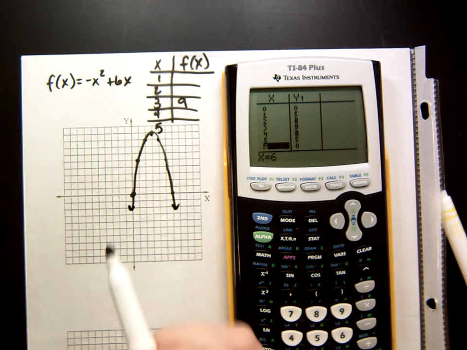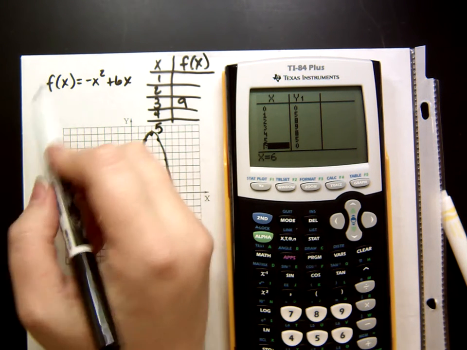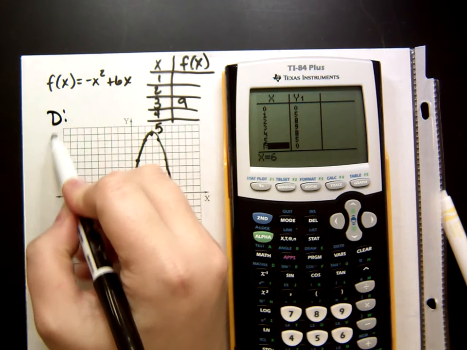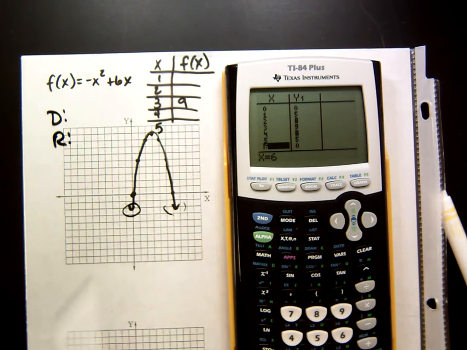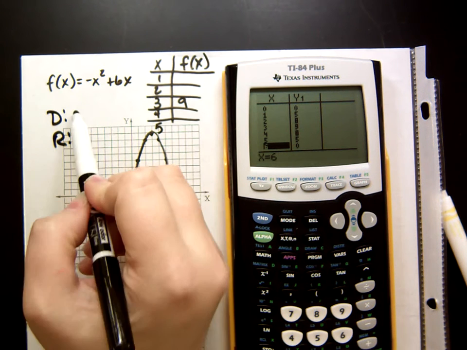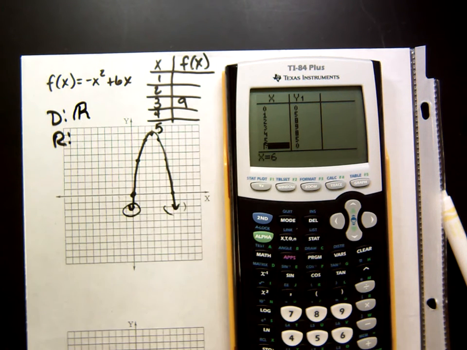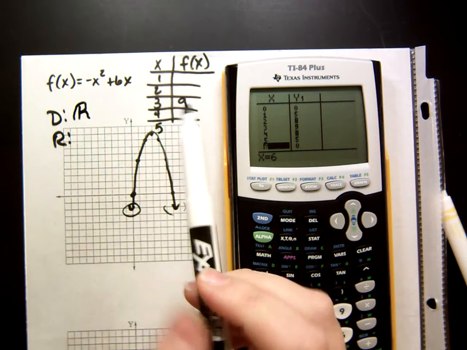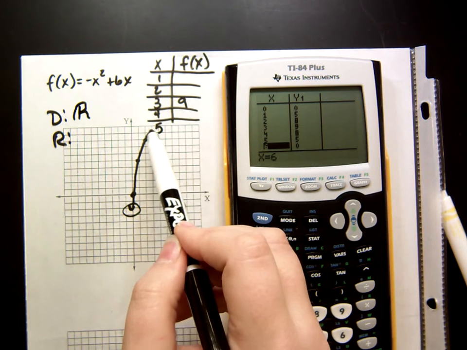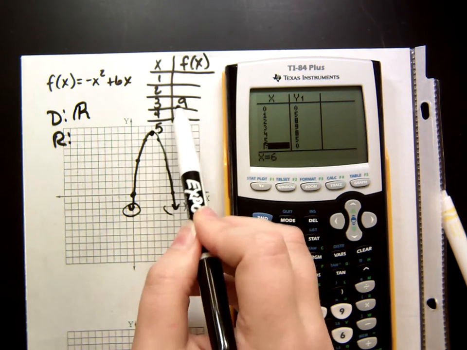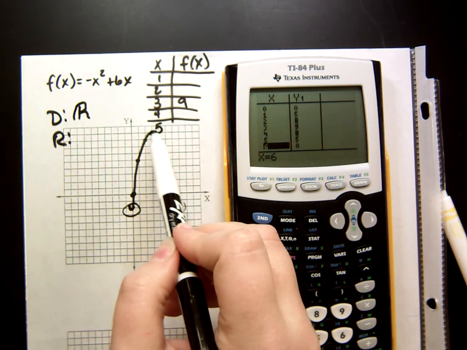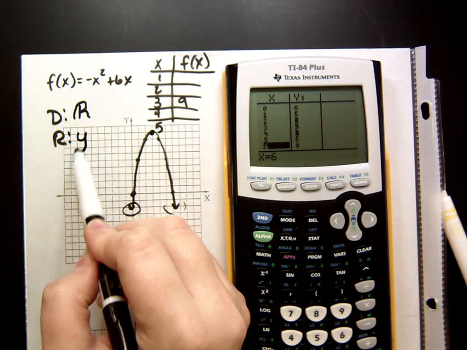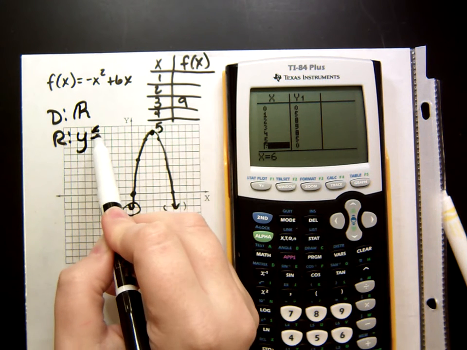Now, let's talk about domain and range for these. Domain, because my ends keep going, is going to be all real numbers. For my range, though, there is a limit to how high my y's go, and that's the y of our vertex. Because the vertex is a maximum, it's your highest point, all my other y values are going to be less than or equal to that y.